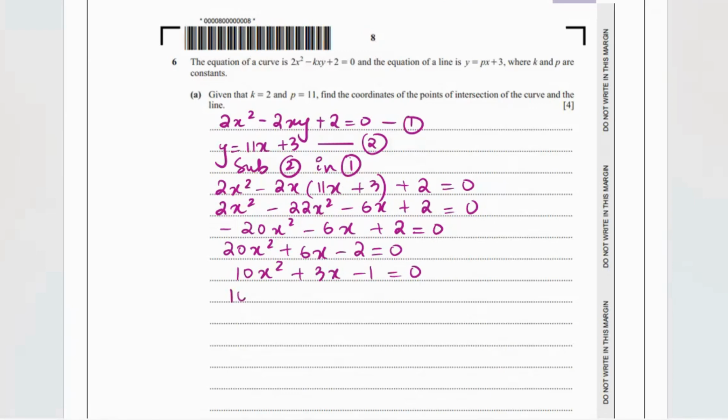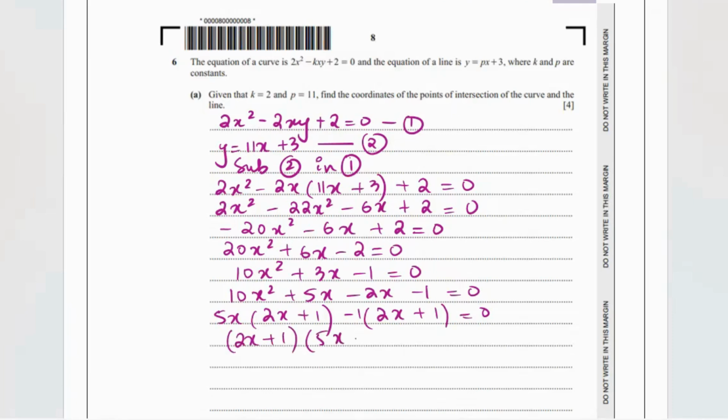Let's factorize this. 10x squared plus 5x minus 2x minus 1 equals 0. In the first two terms, we have 5x common, so 2x plus 1 comes in the bracket. In the last two terms, we have negative 1 common, so 2x plus 1 comes in the bracket. Between 5x and negative 1, we have 2x plus 1 common. So 5x minus 1 goes in the other bracket. So now x equals negative 1 over 2 and x equals 1 over 5.